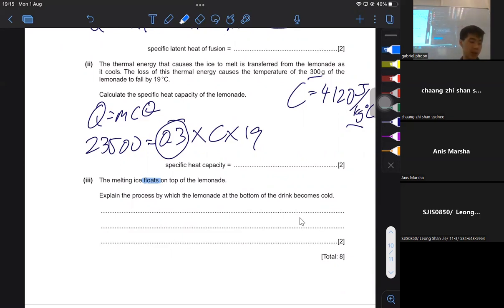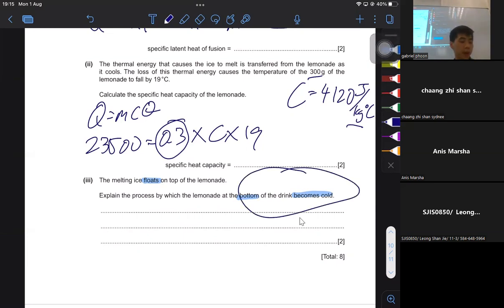So in this case here, they ask you to explain the process by which the lemonade at the bottom of the drink becomes cold. Isn't it convection? Yeah, but this convection is due to density. You know how convection current occurs, right? Oh, this is definitely going to be in terms of convection because they mentioned the hot and cold one. But I'm telling you in general, if you see this word float and sink, it is definitely testing your understanding of density. But in this case here, convection is an application of density.